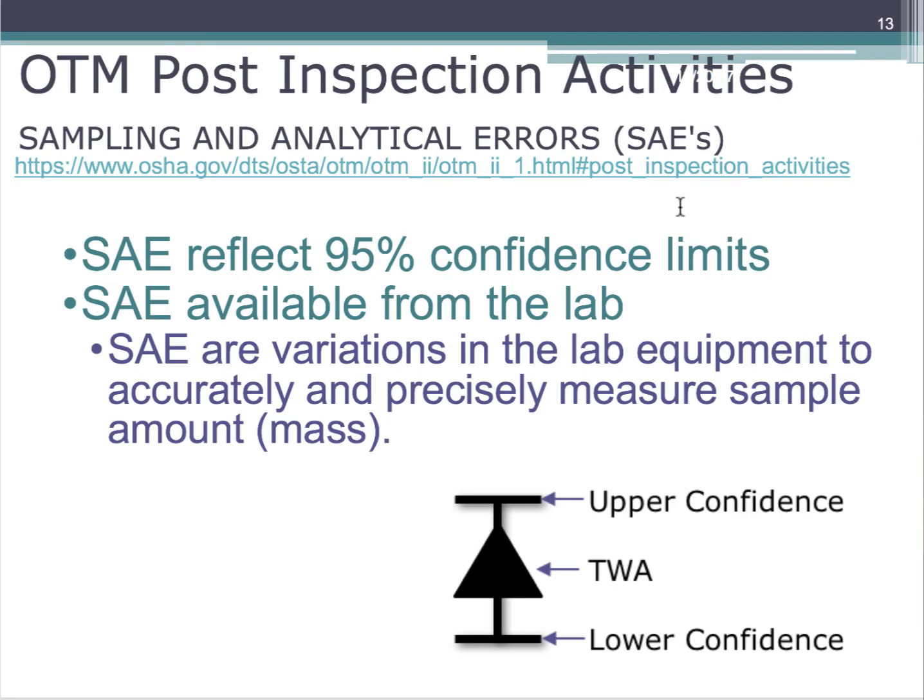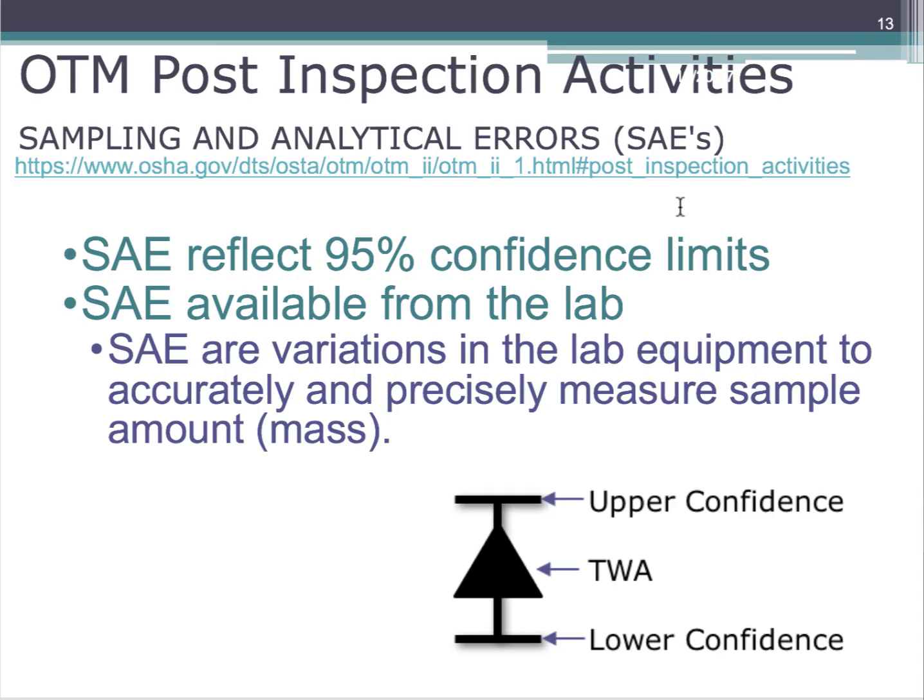So standard analytical errors represent 95% confidence limits. We get the standard analytical error from the lab. Usually you have to request it. And again, it's due to variations in lab equipment's ability to accurately and precisely measure the sample amount, which is usually the sample mass. And so this is really important when you're using data that we considered censored data, such as data that's right there at the limit of detection or the limit of quantification.